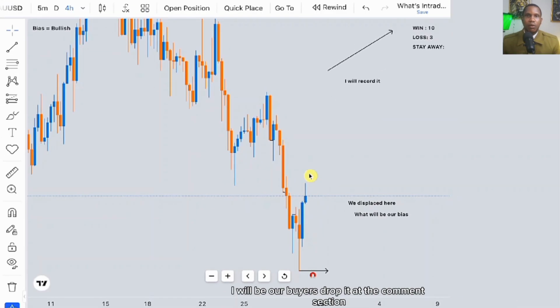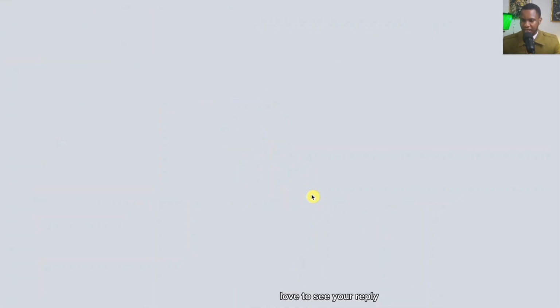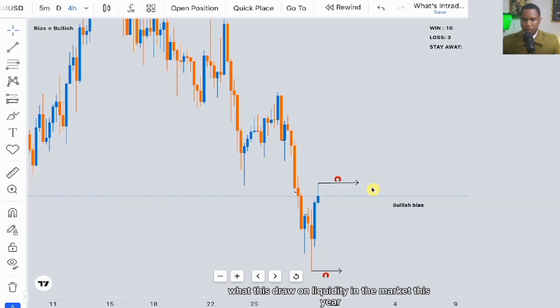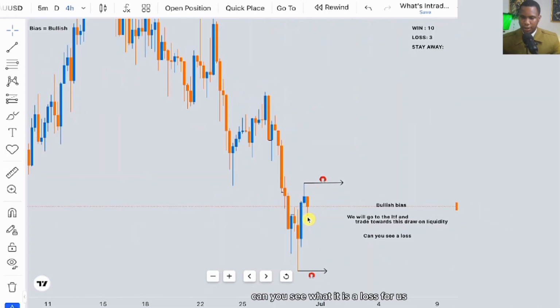Alright, heading on, we displace this candle range high. What will be our bias? Drop it in the comment section. Love to see your reply. What is the draw on liquidity in the market? Let's see. Can you see it is a loss for us?